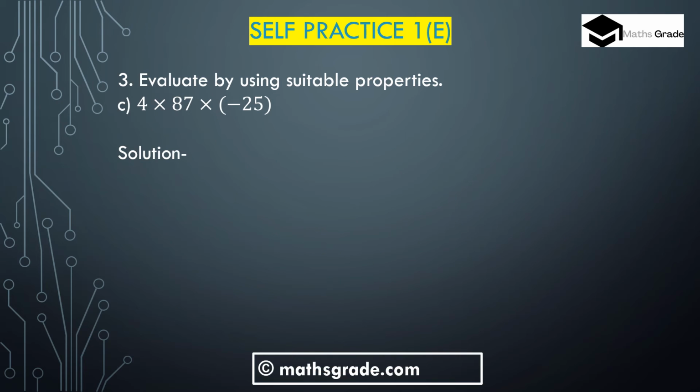Now question number C. 4 multiplied with 87 multiplied with minus 25. We have to evaluate using the suitable property. First, if we multiply 4 with 25, we know 4 multiplied with 25 is 100. When we multiply 100 with 87, this will be easier to multiply. So first we multiply 4 with 25, then multiply 87. And this property is known as associative property of multiplication.